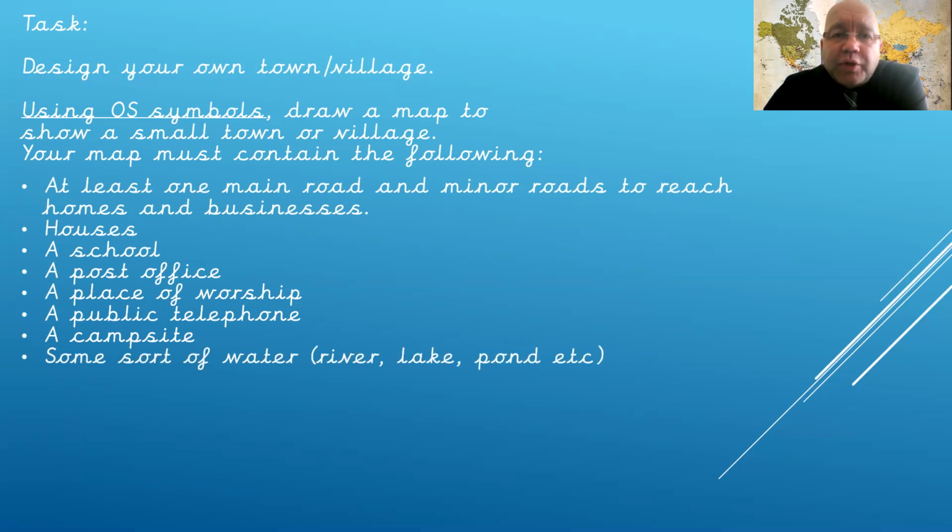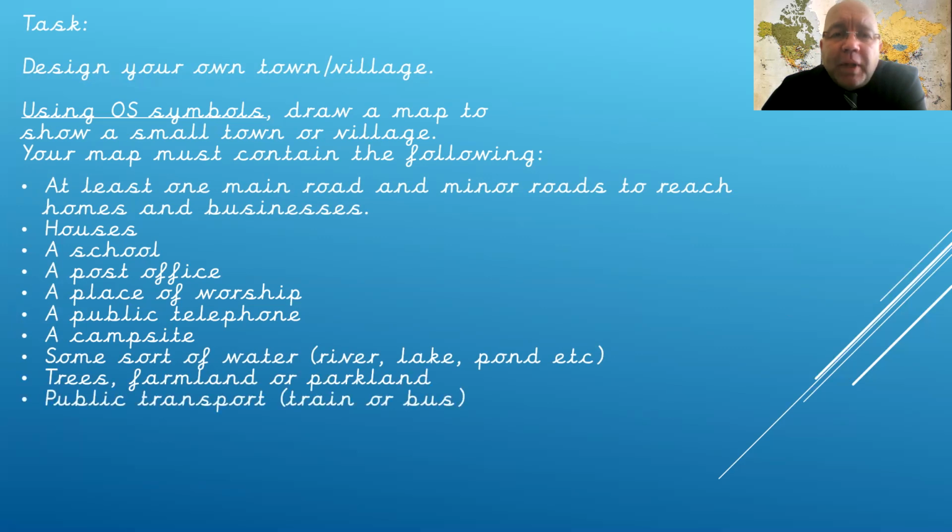Some sort of water. Now that could be a river, it could be a lake or a pond, but some sort of water in your town or village. Trees, farmland, parkland. So a little bit of green space, please. However you want to use that, but I want some green space in your town. And public transport. Not everyone has access to a car, so either a train station or a bus station, or both.